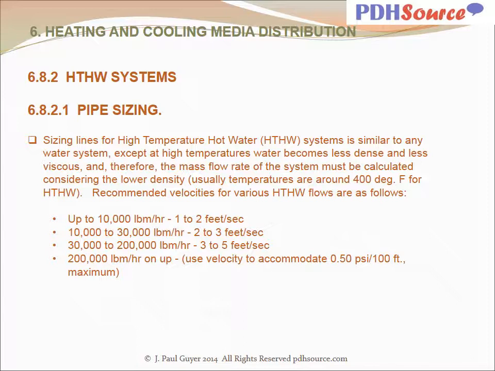Recommended velocities for various high temperature hot water flows are as follows: up to 10,000 pounds per hour, 1 to 2 feet per second; 10,000 to 30,000 pounds per hour, 2 to 3 feet per second; 30,000 to 200,000 pounds per hour, 3 to 5 feet per second; and beyond 200,000 pounds per hour, use velocity to accommodate 0.50 psi per 100 foot maximum pressure drop.